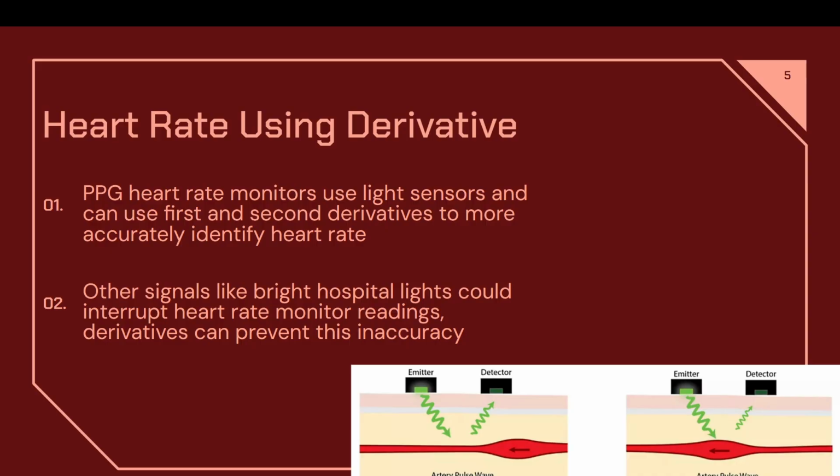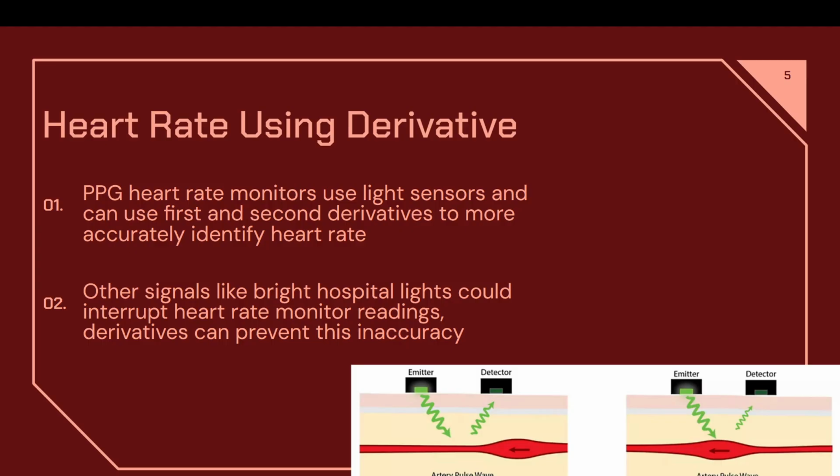Heart rate monitoring. Derivatives are also crucial in heart rate monitoring, which is especially important in medical and fitness technology. Devices like PPG heart rate monitors use light sensors to detect blood flow and measure your pulse.